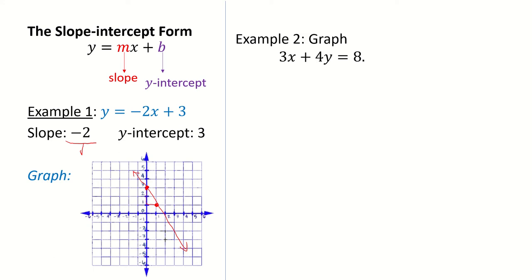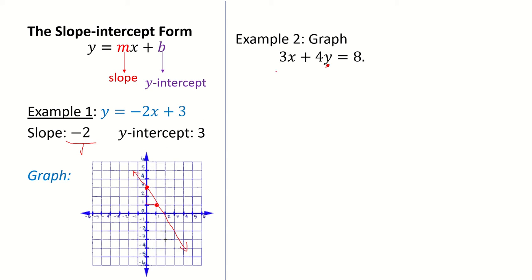Okay, so let's look at another example. Graph 3x plus 4y equals 8. Well, this equation is not in the y equals mx plus b form. So to graph using the same method we used earlier, we have to turn it into the slope-intercept form. In other words, we need to leave y by itself. So how do we leave y by itself?